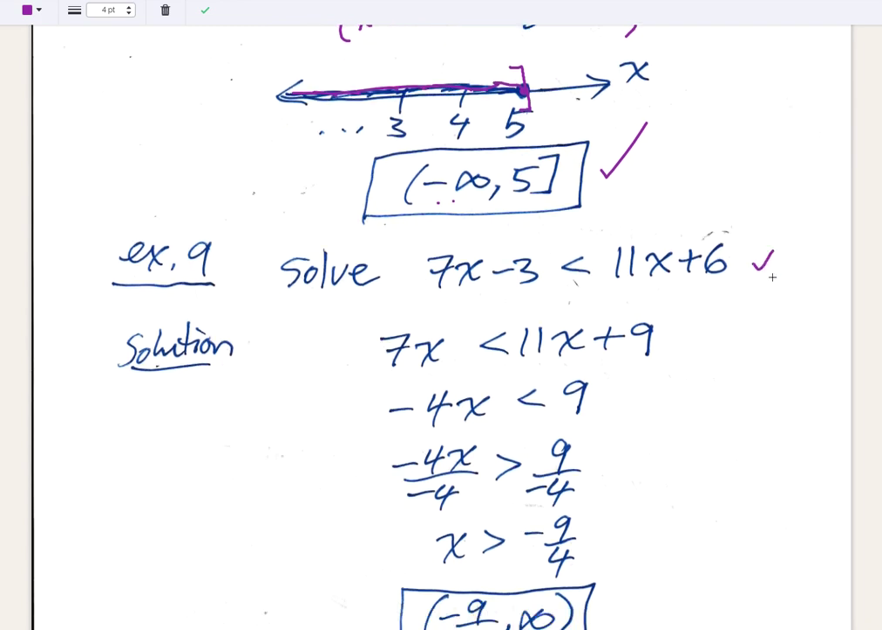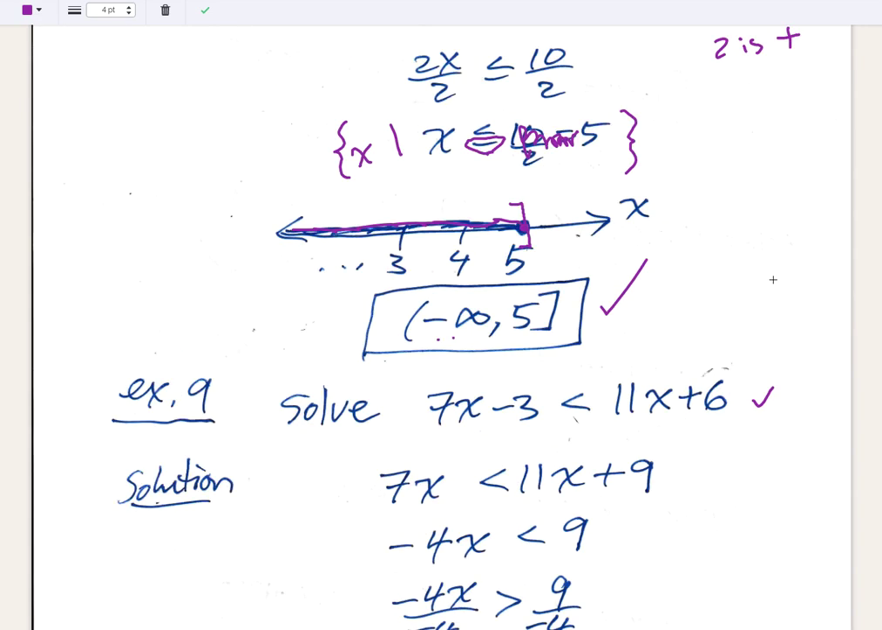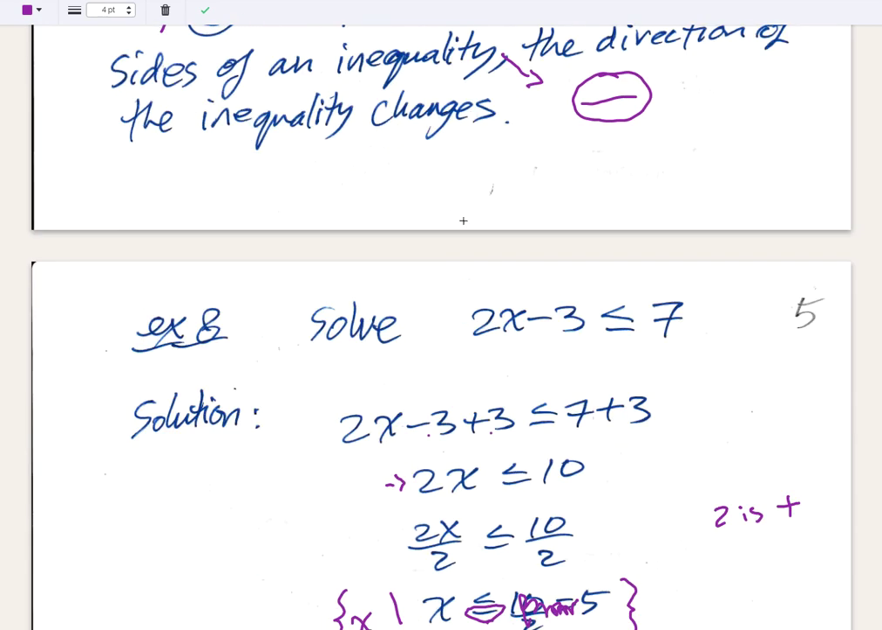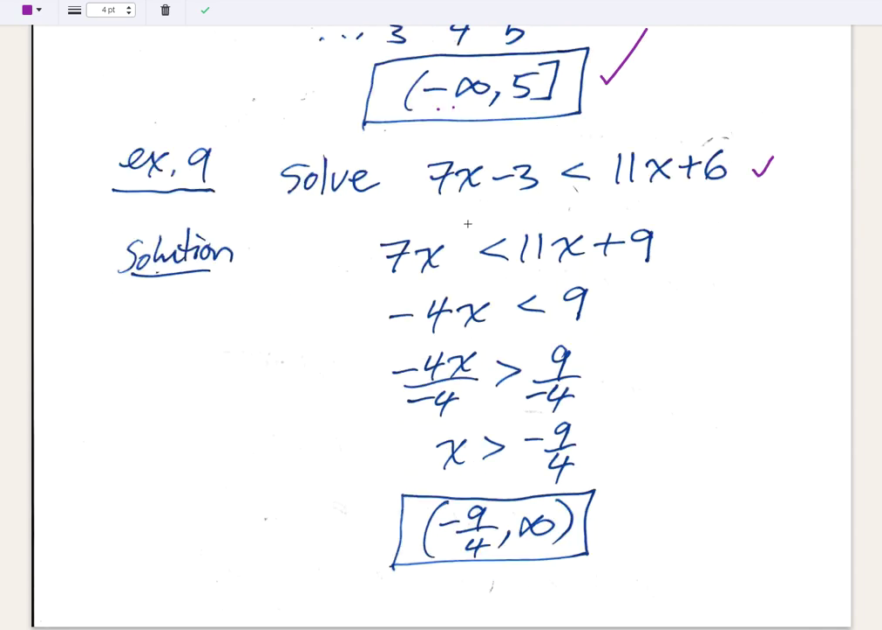Now I'm going to show you two different ways to work this, one of which illustrates this up here. If you divide on both sides by a negative number, you change the direction of the inequality. Let's try the solution this way. I need to isolate x, so I'm going to add 3 on each side, and I would get 7x is strictly less than 11x plus 9.